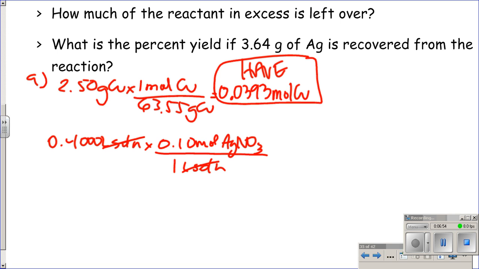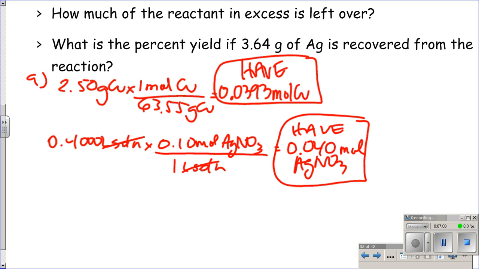So this first step is almost done. 0.4 times 0.1 is 0.04 moles of silver nitrate. Guess what? That's how much I have of this as well. So I have now determined the amount I have of both reactants. Step 1, step 2 done. What's the next step? Compare them with the mole ratios.